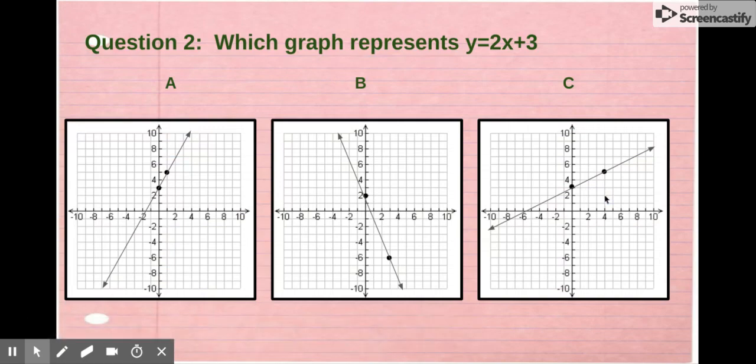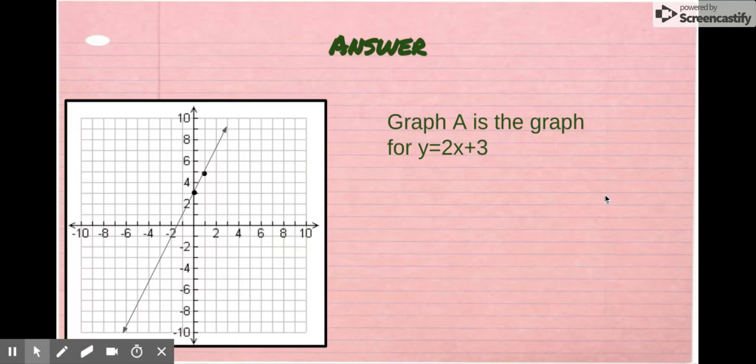Question 2. Which graph represents y equals 2x plus 3? Your answer for this question should be A. This is the graph for y equals 2x plus 3 because your y-intercept is 3 and your slope is 2. So you're going up 2, and over 1.